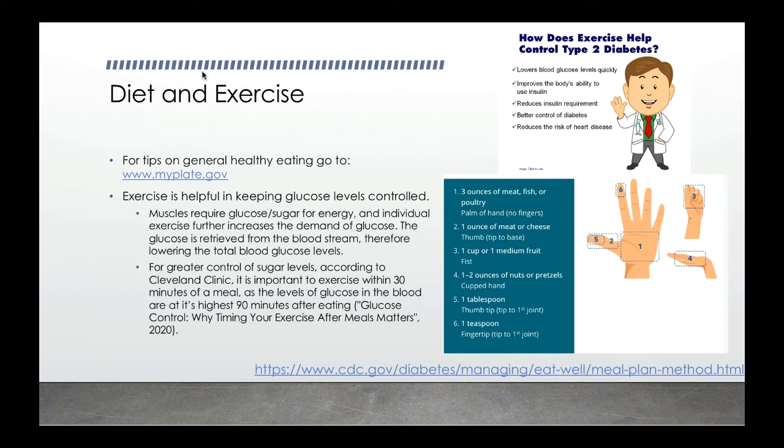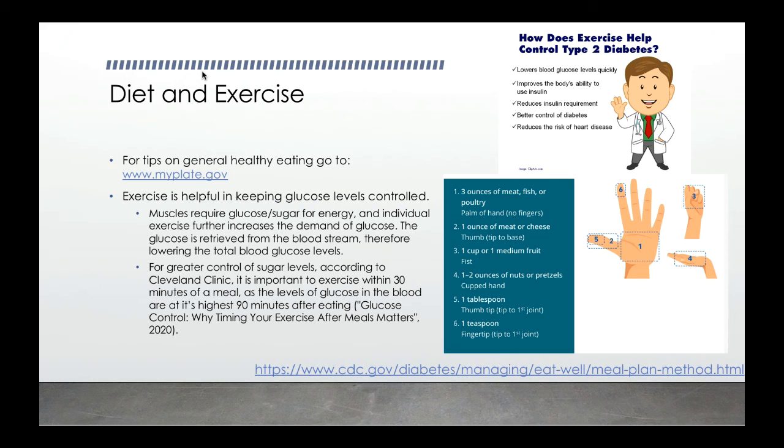Tips on how to change your diet so that you can be more adherent and moderate your blood sugar levels. You can go to myplate.gov. On the diagram, they can show you how much you should be eating of each food group.